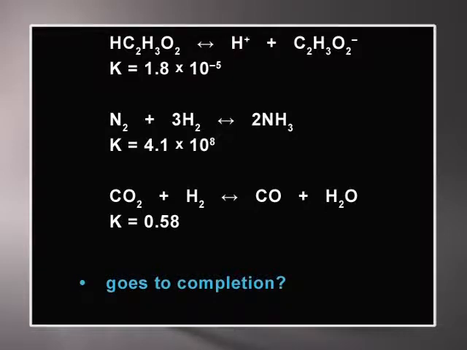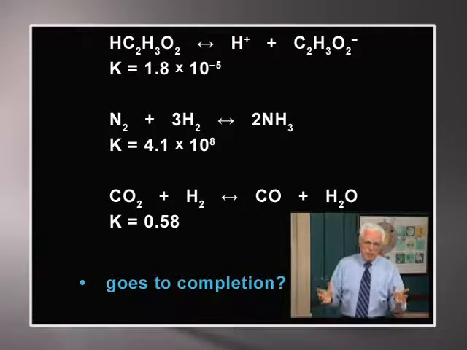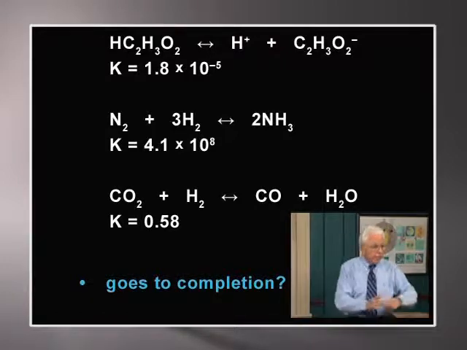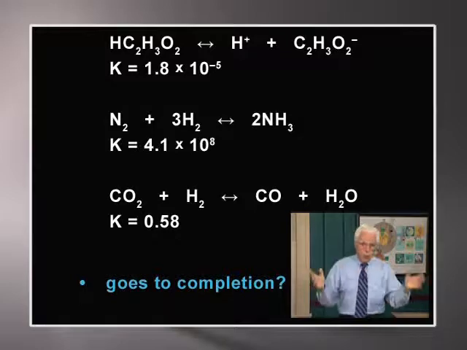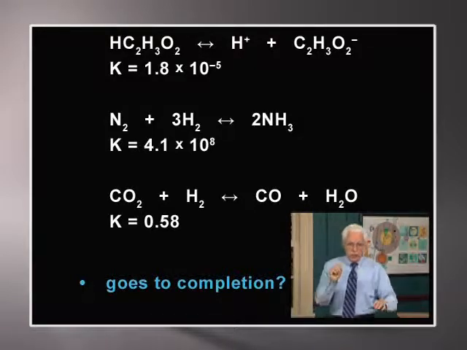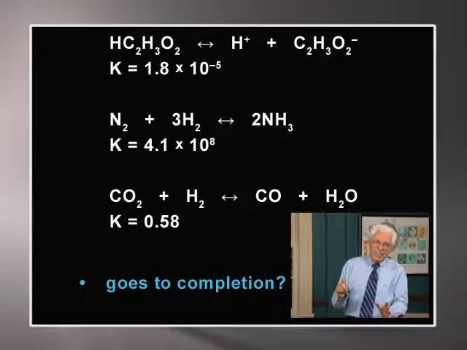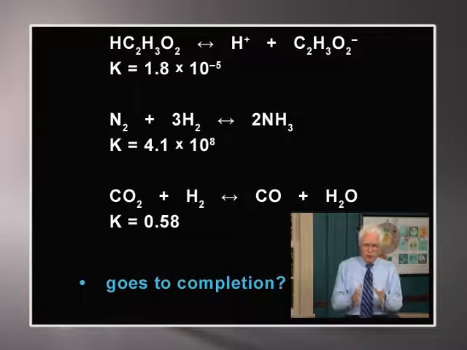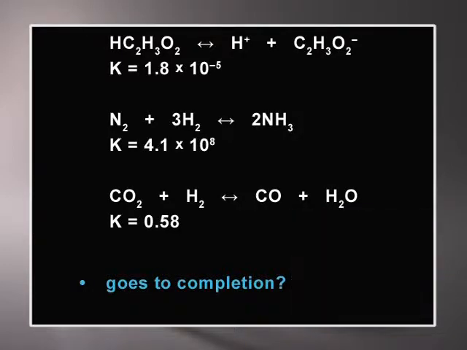Now, which of these essentially goes to completion? Goes to completion means that it's basically a stoichiometry-like reaction. It just keeps reacting until one of the reactants is almost totally consumed. Now, since these are equilibrium systems, nothing can be totally consumed, but one of these has to get awfully close, and that would be the second one.